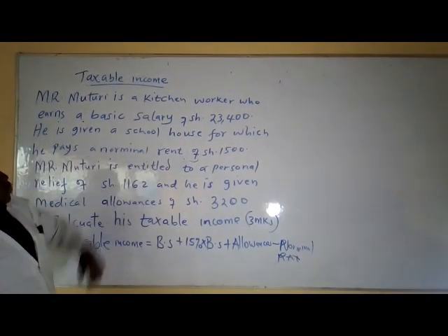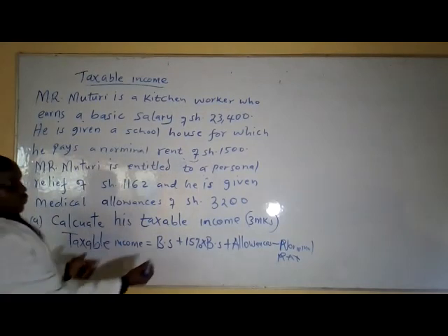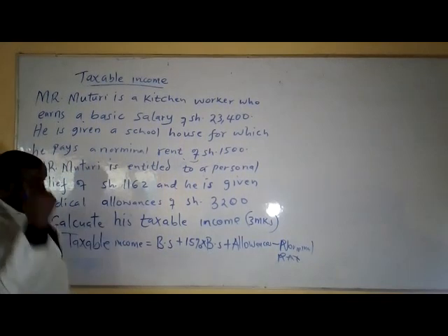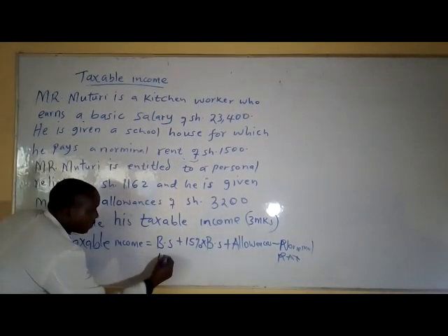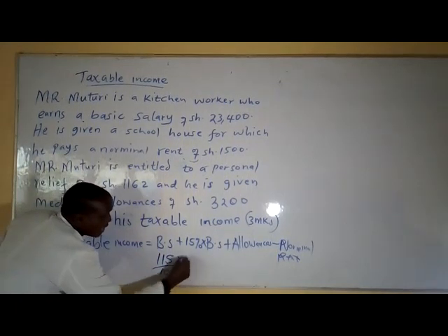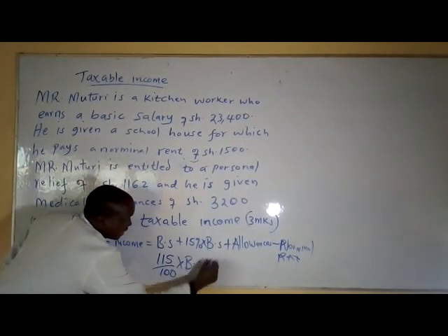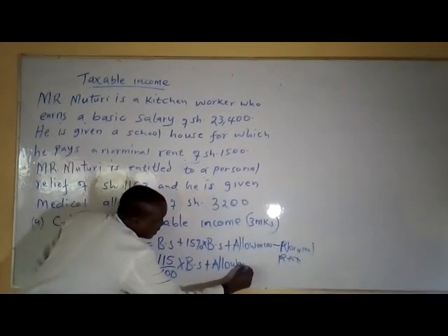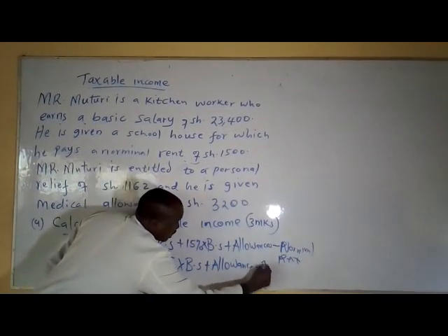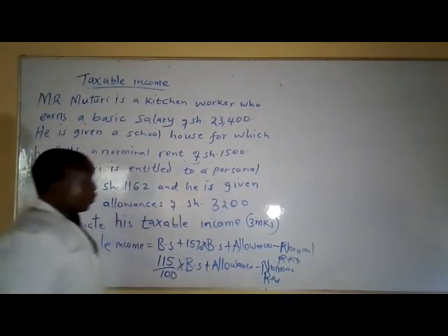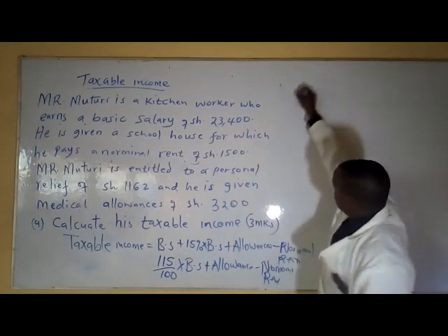We have the basic salary of 23,400. So instead of doing it separately, we can do it as a unit: 115 over 100 times basic salary plus allowances. Now you combine it, allowances, and then subtract what? Nominal rent. So that's what we are going to do. Now 15%.